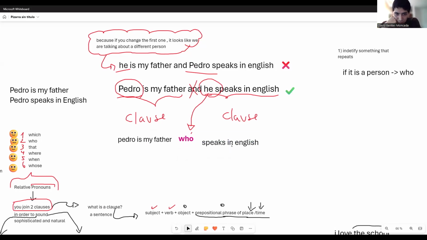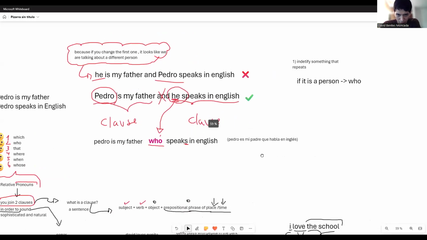You see? Focus on this part. You replace he, right? So you use a rule here. Who? Pedro is my father who speaks English. If you want to have it in Spanish, it would be similar. So Pedro is my father who speaks in English. So I don't use "and." Did you understand this part?